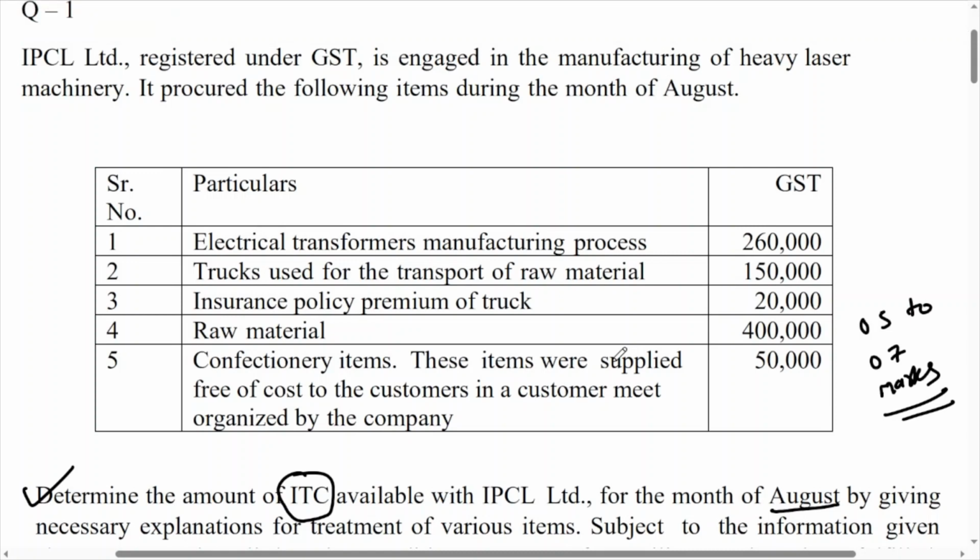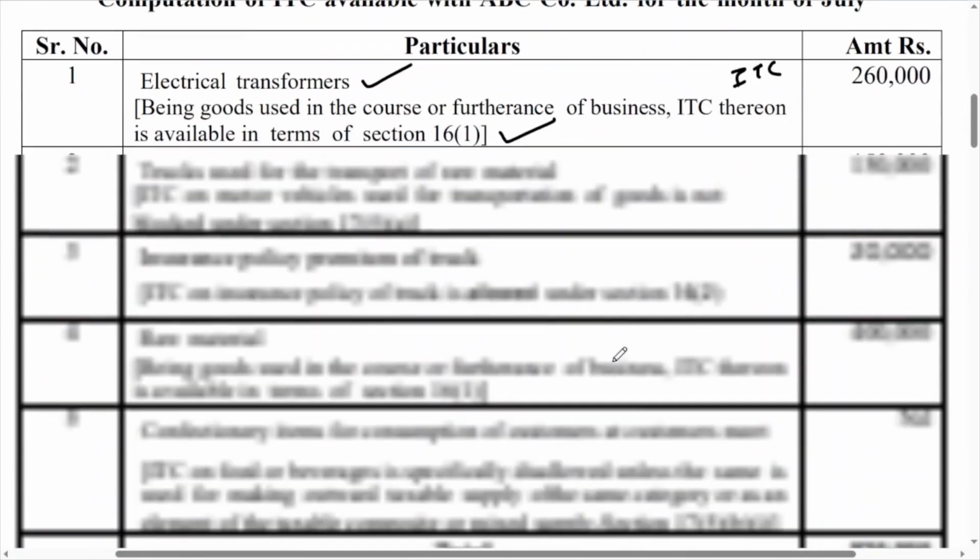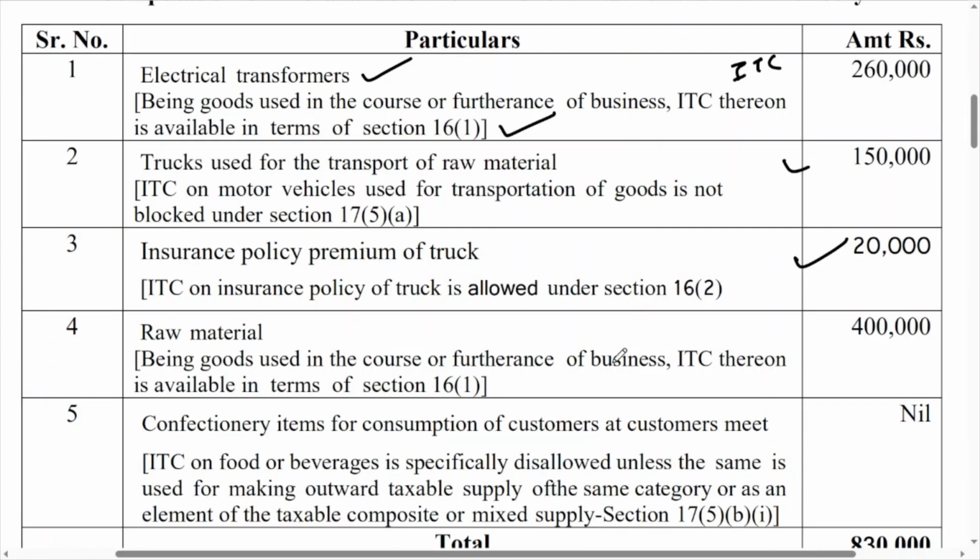Now these are all the GST amounts. Your insurance. Remember, students, these are all the insurance premium. This is not the insurance premium amount, and this is not the price of the truck, but this is the GST that you are paying on that. So 20,000 GST credit of the same is available.